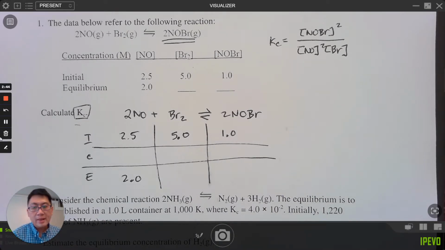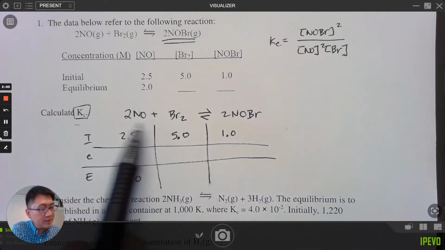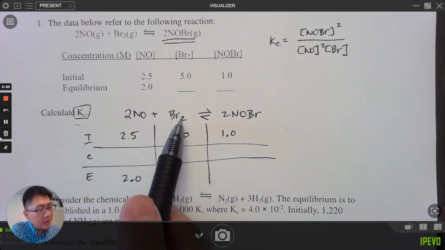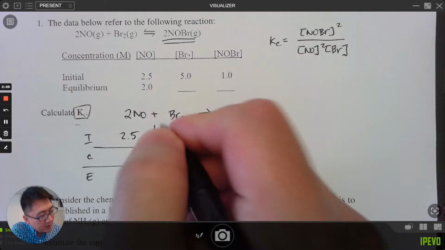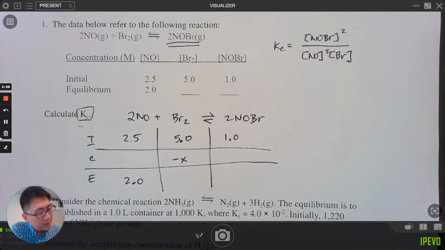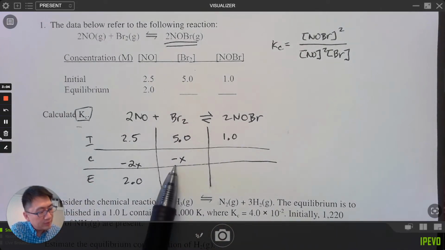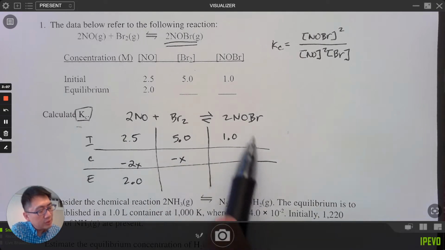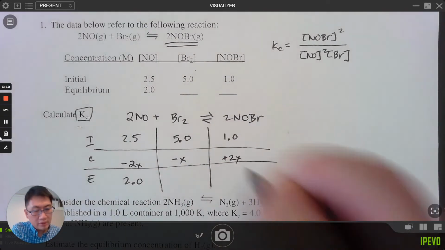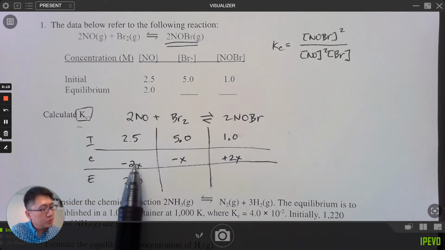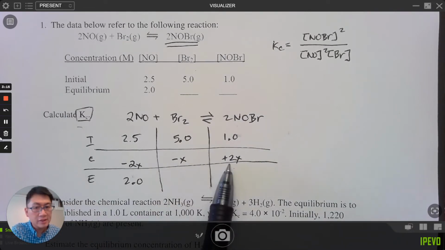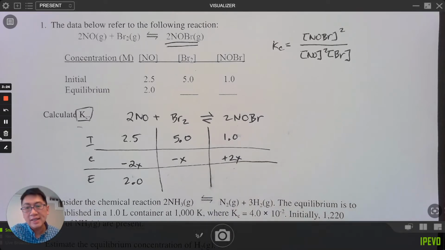Well, I don't know what it changes by. Remember what we did before when we said, let x be the change of one of these? Usually we say the reactants go down and the products go up. So this reactant goes down, minus x. This one will go down minus 2x. And the reason why? 2 to 1. Reactants go down, the products go up. Reactants negative, products positive. If you put this as positive, it would probably be okay as long as the other side is negative, as long as it's opposite.